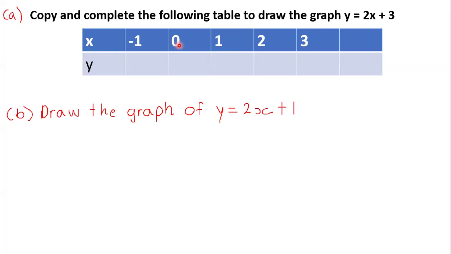No, we have to substitute 0. So we're going to put 0 into this equation. It's going to be 2 times 0. What is 2 times 0, Johnny? 0. Plus 3. 0 plus 3 is what? 3. Very good.